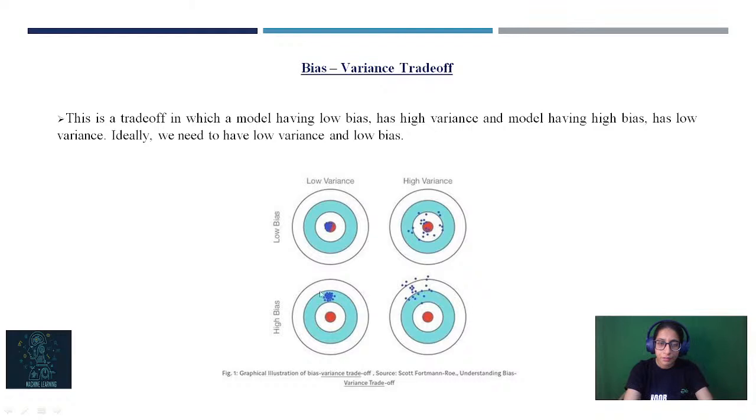Correct? So we have low bias and low variance in that. We have low bias and high variance. In this we have high bias and low variance. And here, high bias and high variance. So you can see the scattering of the data in between the nuclear region of it, or we can see the semicircles or circles of it.